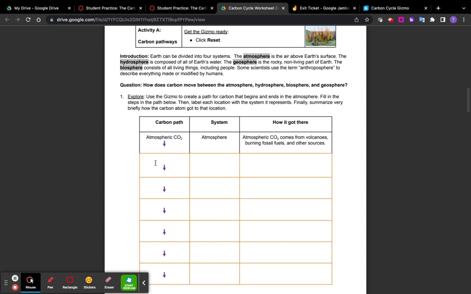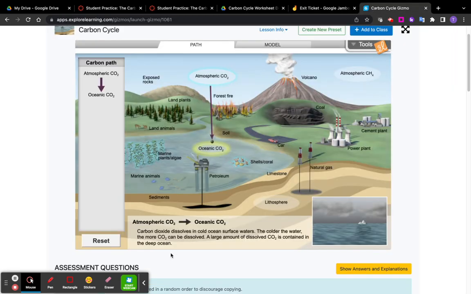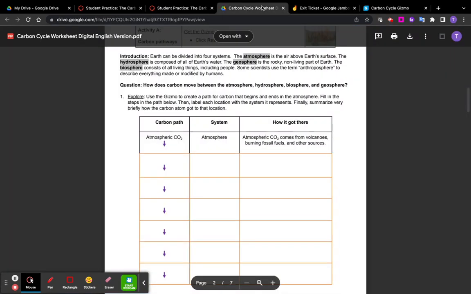They want you to tell me where it goes and what system that is in. Remember, the four systems are up here, and they explain what each system is here. And then tell me how it got there. It says that it dissolves in cold ocean surface waters. The colder the water, the more CO2 can be dissolved. A large amount of dissolved CO2 is contained in the deep ocean. Great, so you're going to write that there.